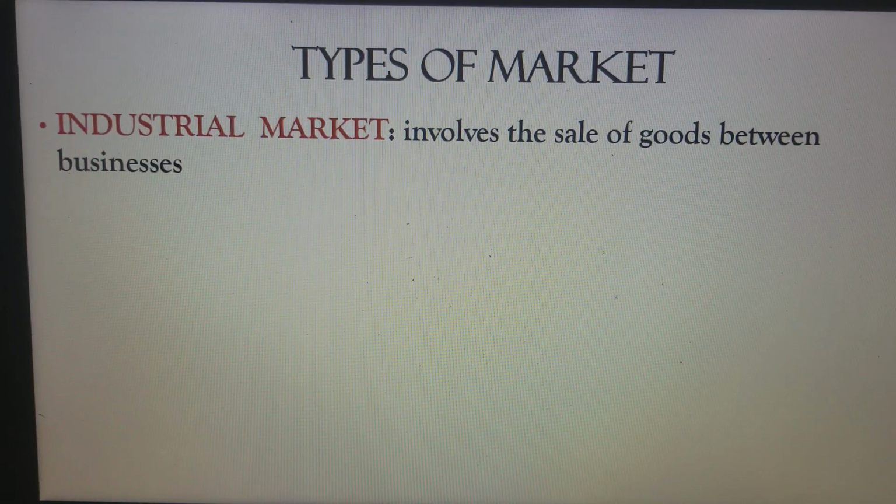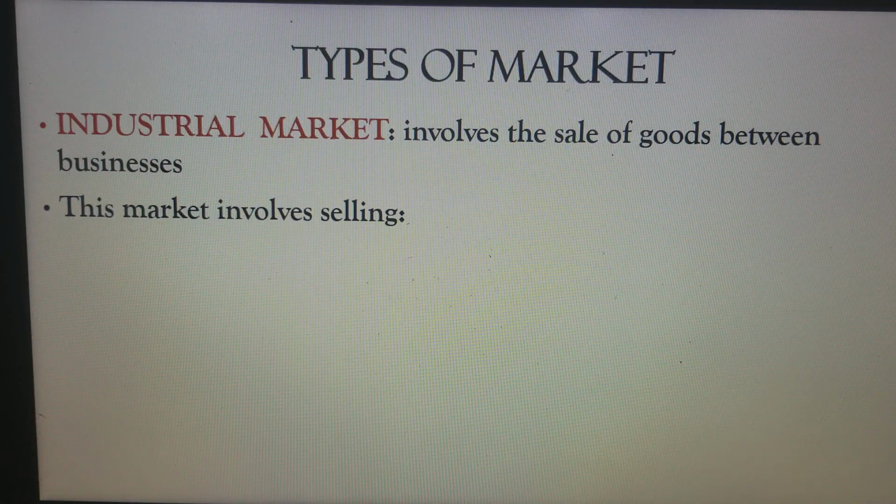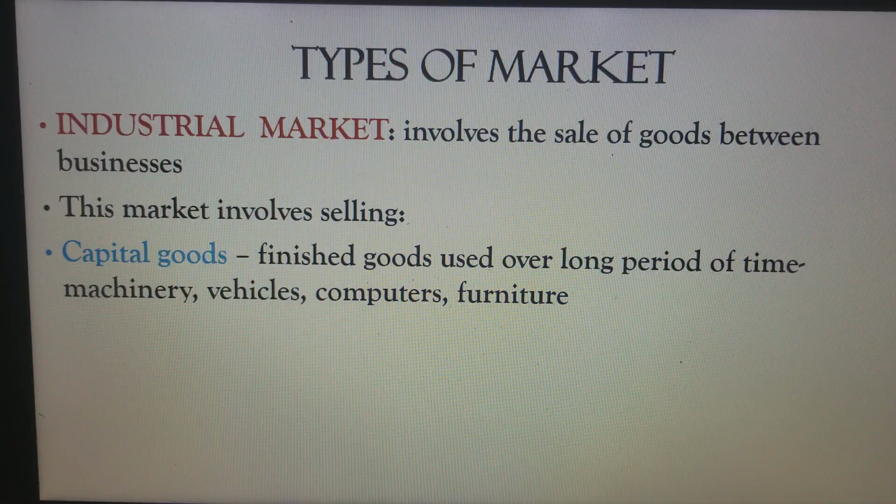So we go to the next type of market called the industrial market. This involves the sale of goods between businesses. It is called industrial because the kinds of transactions dealt with within this market we will consider to be large, great quantity moving between businesses. This market involves selling capital goods.